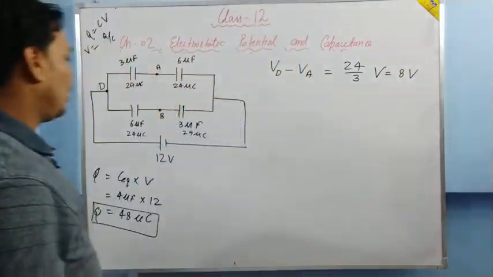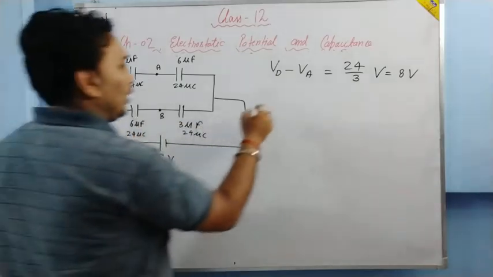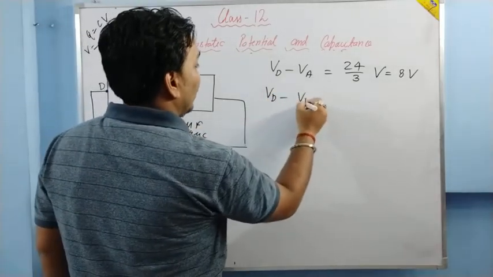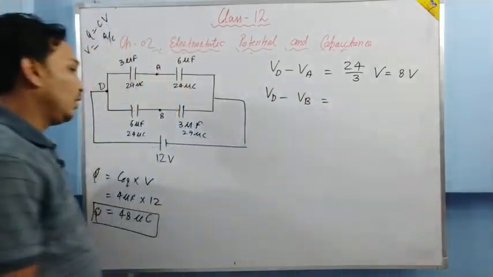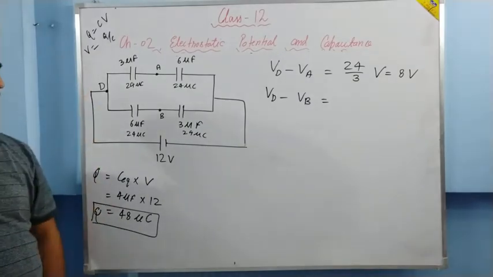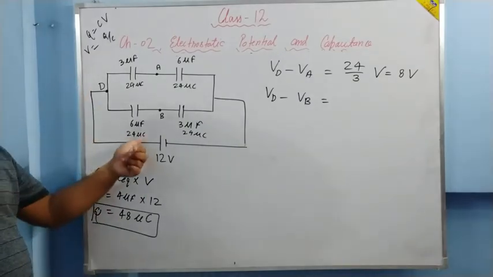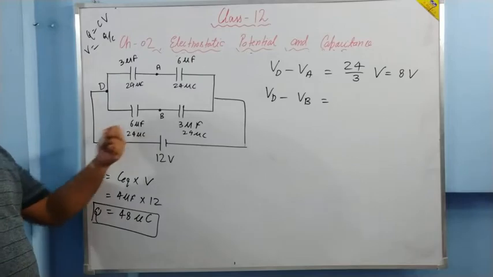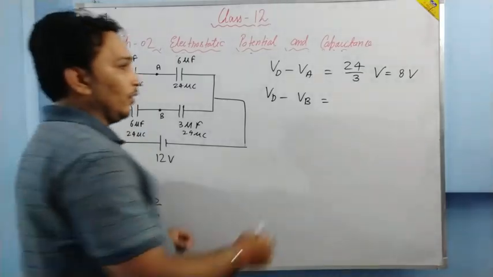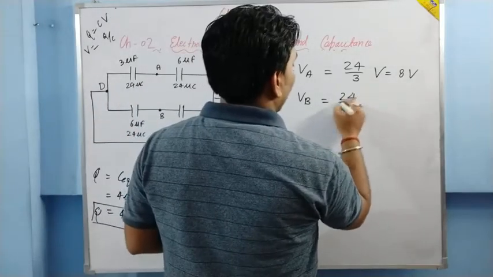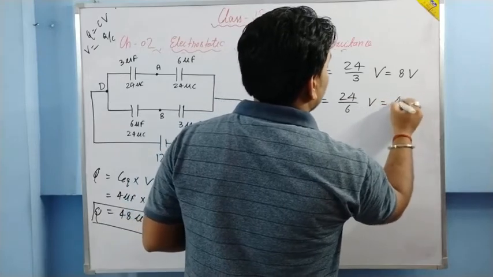Right? And now VD minus VB. What are we going to have? Charge is 24 microcoulomb. Capacitor is 6 microfarad. What are we going to have? 24 upon 6, basically 4 volt.